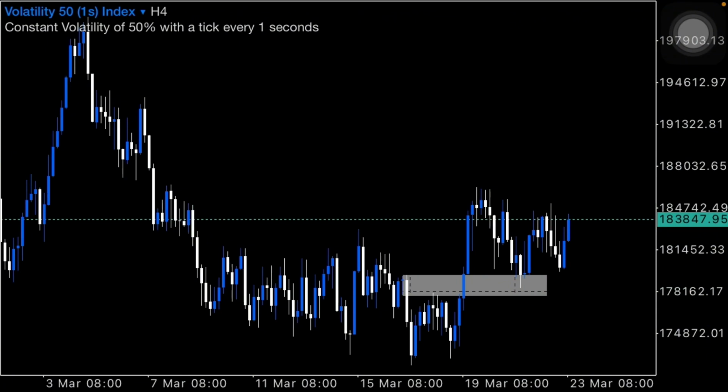Now we mark our breaker block already, which is the recent high over there.